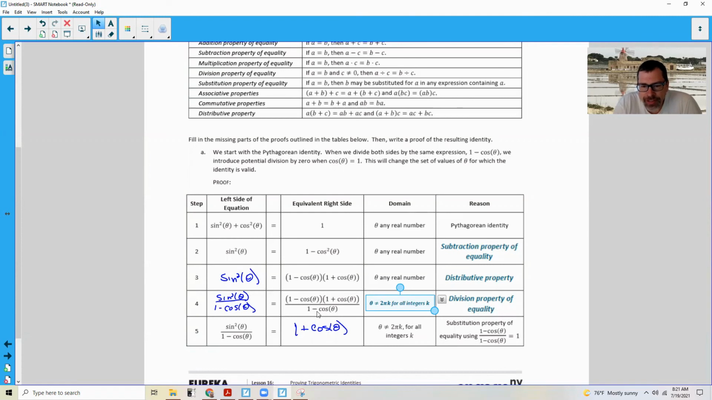It's a bad thing to say "cancels out," because it doesn't just disappear. It equals 1, and then 1 times 1 plus cosine theta is 1 plus cosine theta. That is actually the multiplicative identity when you divide something by itself.